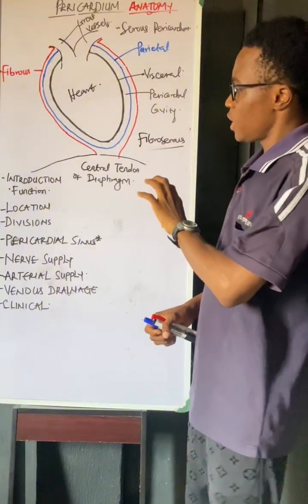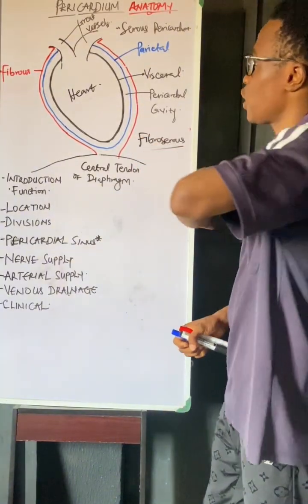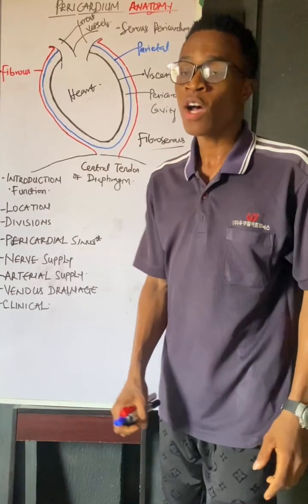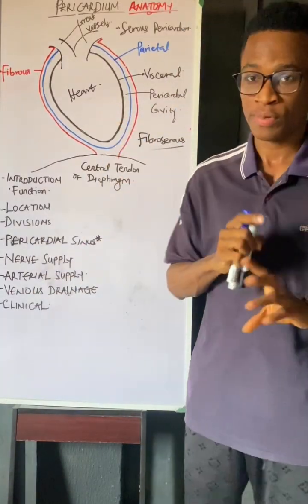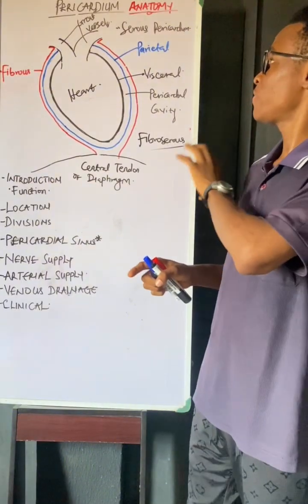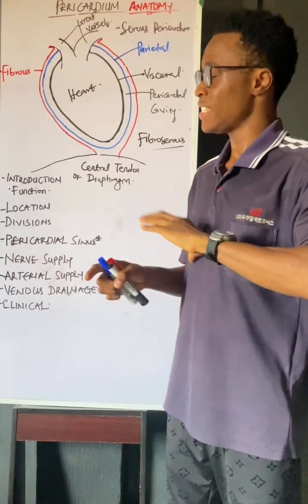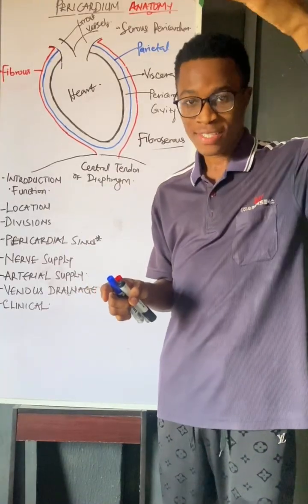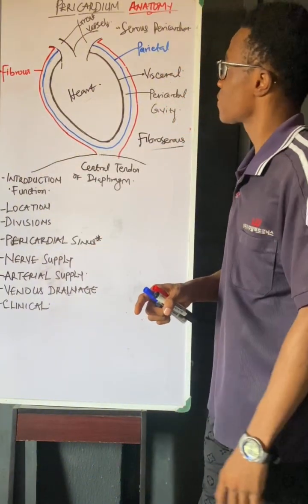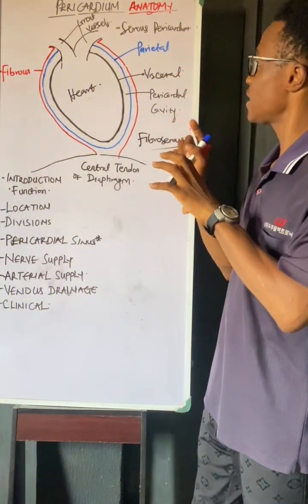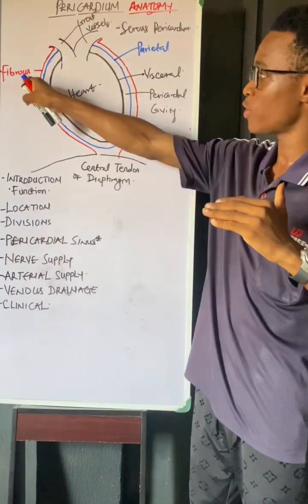Then talking about the second division, which is the serous pericardium. The serous pericardium itself is not as strong compared to the fibrous. It's actually divided into 2 parts. The parietal layer is the one that lines immediately after the fibrous one. It is sensitive to pain in the sense that it is close to the fibrous pericardium.